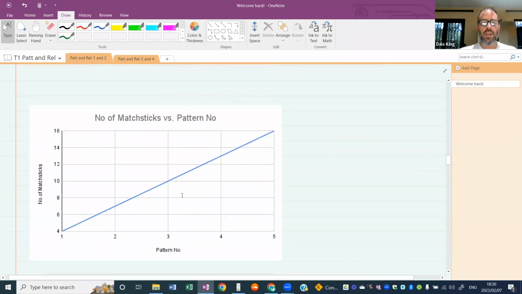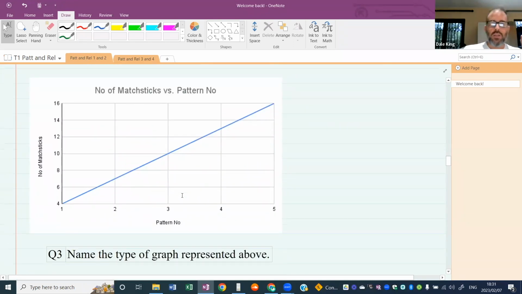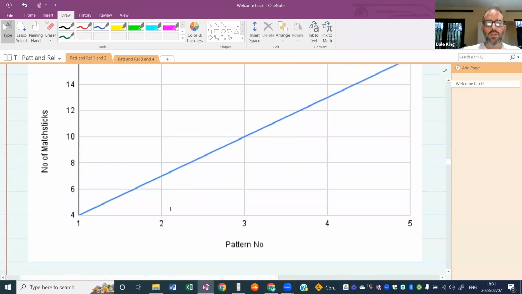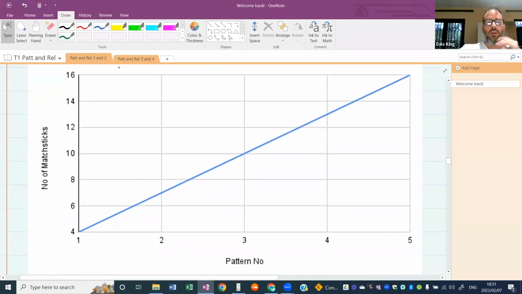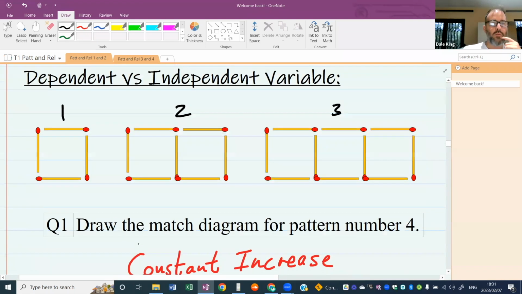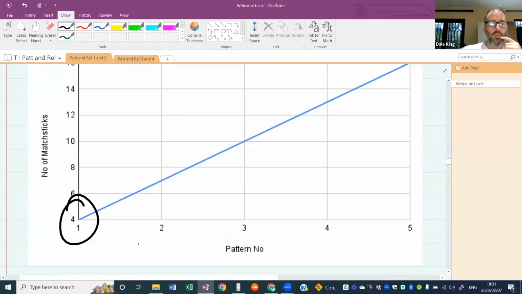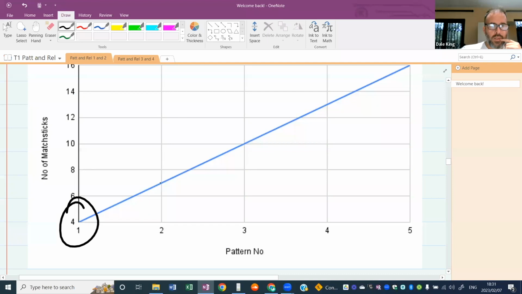But let's have a look here now, because we can actually plot this relationship. On my screen here, I actually have a graph which plots that table onto graph paper. So for pattern number 1 down here, the number of matchsticks was 4. That's the first one we started with. For pattern number 1, there were 4 matchsticks. Now for pattern number 2, how many matchsticks did we see? Well, we saw 7, right?